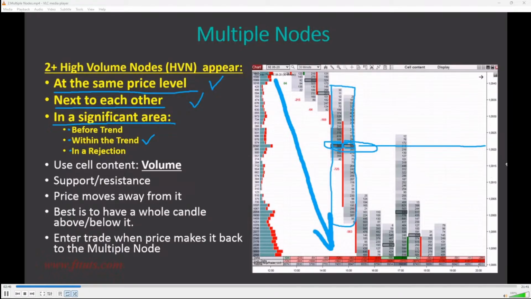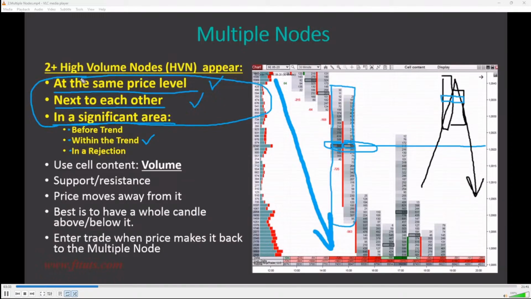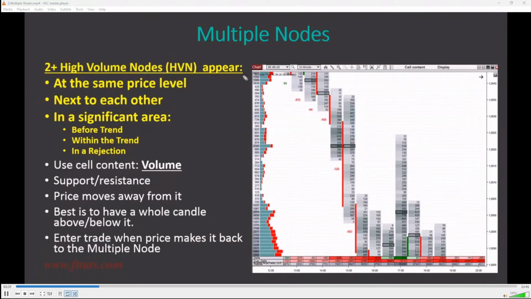So if there was, for example, a rejection of higher prices like this, where the price made a sharp rejection and there were two footprints at the top, then you would be looking for a double node in here, or a multiple node somewhere within the rejection area, all right? So that's the significant area. You need to see the double node in such an area. If you don't see that in a significant area, then I don't consider it a valid trading setup, all right? So those three conditions all need to apply at the same time. This is important, all right? And you need to see two or more next to each other.